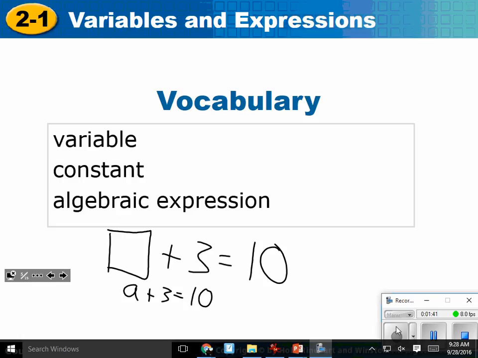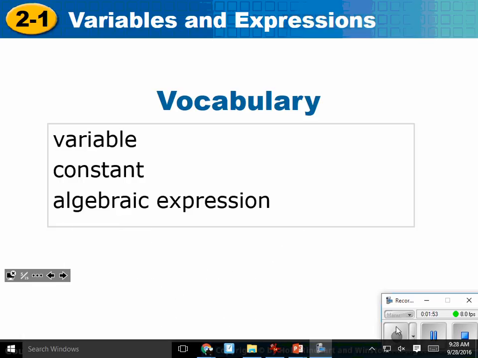A lot of people hear algebra and they freak out. It's not. It's easy. It's just, you need to understand how it works. And that's what I'm here to do. I'm here to teach you how this stuff works. Now, there's some vocabulary that goes along with algebra. You're going to hear the word variable, you're going to hear the word constant, and you're going to hear the phrase algebraic expression.